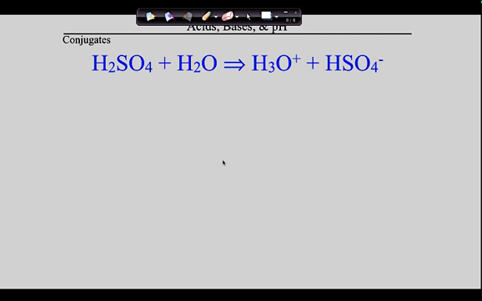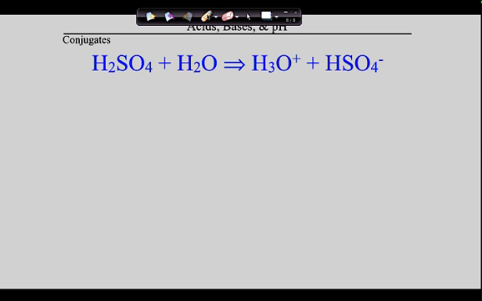Don't write it down. So here we've got a reaction. It's H2SO4 and water, and the products are H3O plus and HSO4 minus. And guys, HSO4 minus is actually what's called bisulfate. So now we've got to figure out which is the acid, which is the base, and which are the conjugates. The acid and base are going to be on the left, and the conjugates are going to be on the right.